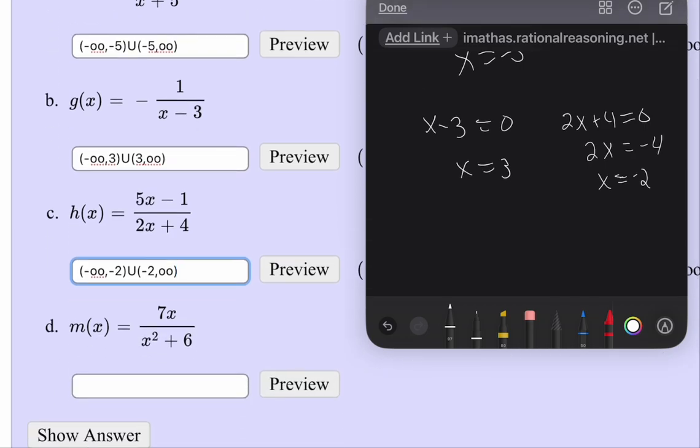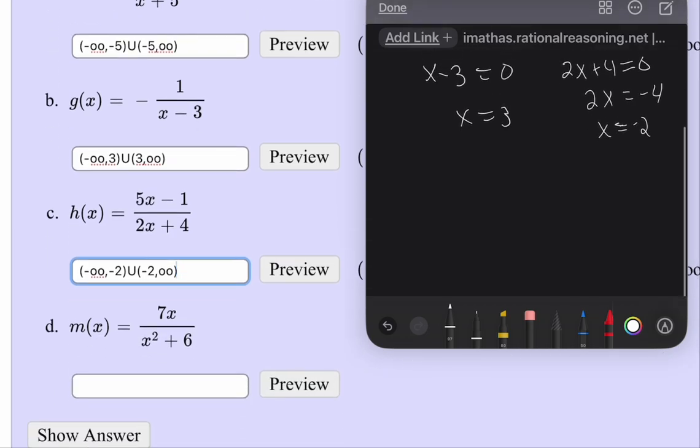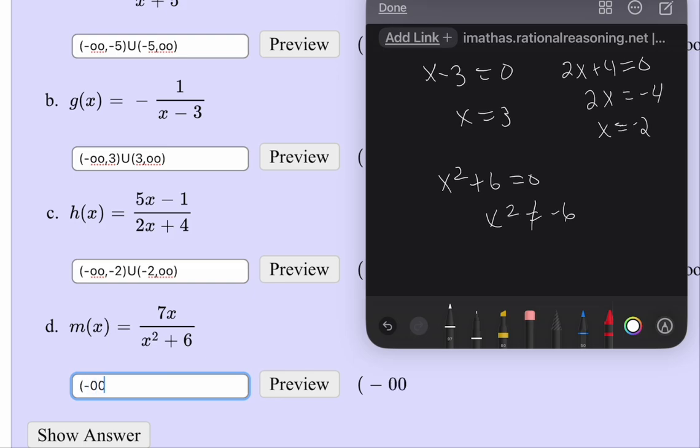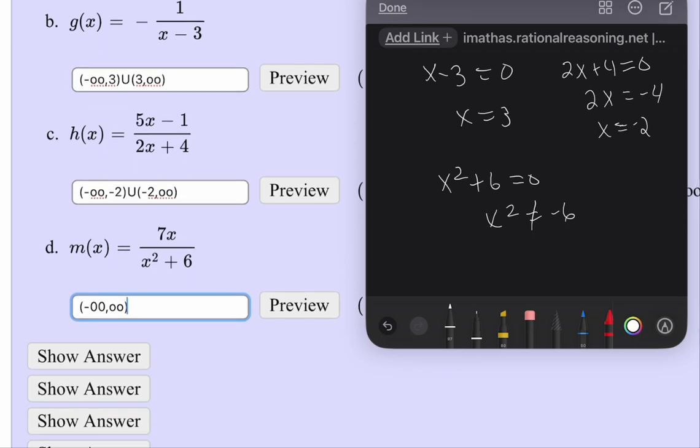Now, finally, one of the weirdest ones here is x squared plus 6. If we go to try to solve that one, x squared equals -6. So that is never going to happen. So nothing messes this one up. So we get to go from negative infinity to positive infinity.